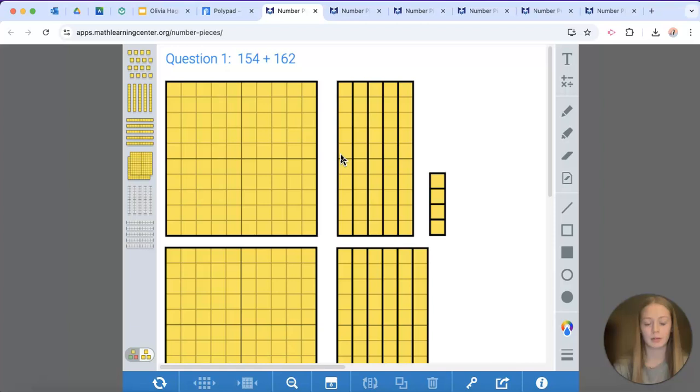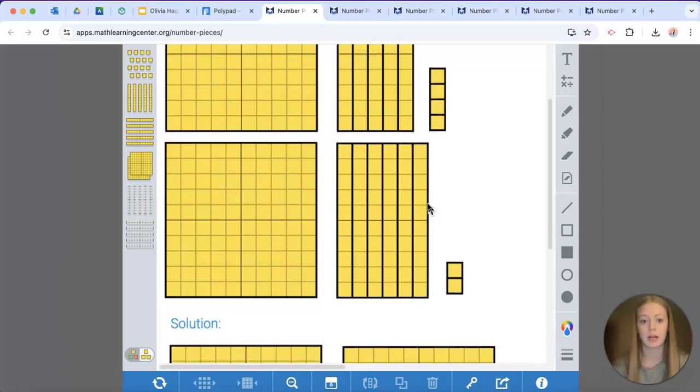For question 1, we had 154 plus 162. Here we have this big yellow base 10 that's 100. So we got 100 plus, and then these are 5 tens to get 50, and then 4 ones. So 100 plus 50 plus 4. And then I did the same thing with 162, 100 plus 60 plus 2.